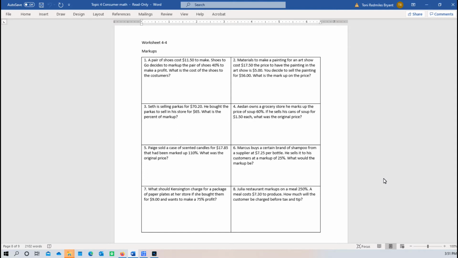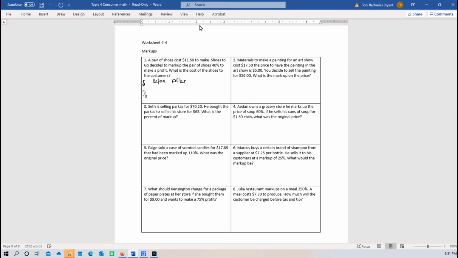So a pair of shoes costs $11.50 to make. Shoes to Go decides to mark up the pair of shoes 40% to make a profit. What is the cost of the shoes to the customer? Well, remember this is a ratio of money to percent, before markup, after markup.